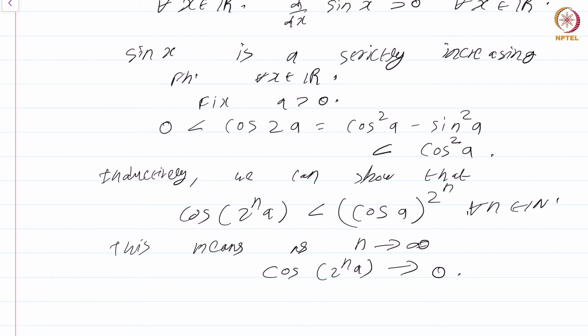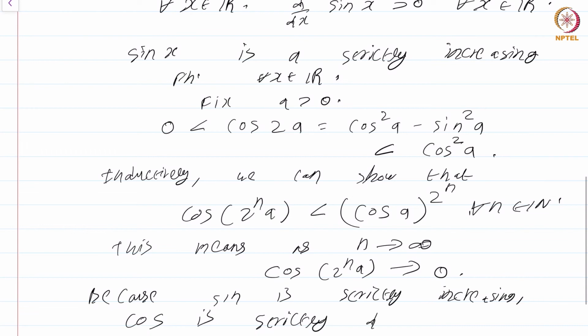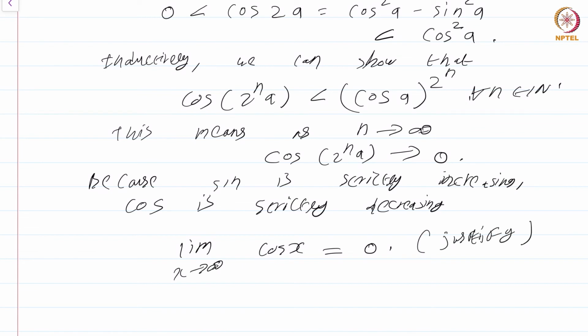Okay, now because sine is strictly increasing, cos is strictly decreasing, we can use the fact that cos 2 power n a goes to 0 to conclude that the limit as x goes to infinity of cos x itself is equal to 0. Okay, justify. This is fairly easy because the key step is the fact that cos is strictly decreasing.